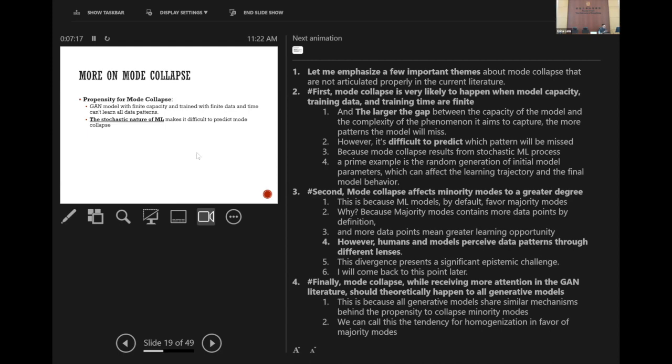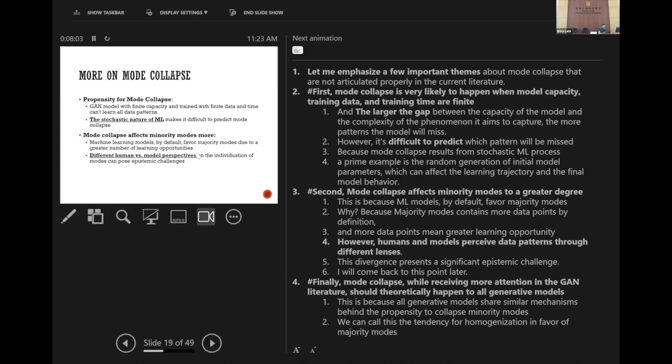But it is very difficult to predict which modes will collapse, because this is essentially due to the stochastic nature of machine learning. For example, when we initiate a model, we do it almost always in a randomized manner, right? So the random initiation of model parameters will affect the eventual learning trajectory and also the final behaviors of the model. Because of the random initiation, we cannot predict exactly what mode will collapse, even though we know that it will. So I call this the stochastic nature of machine learning.